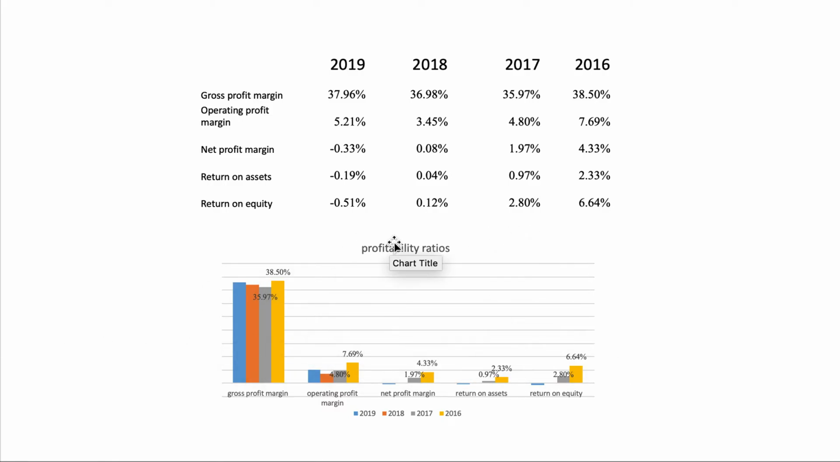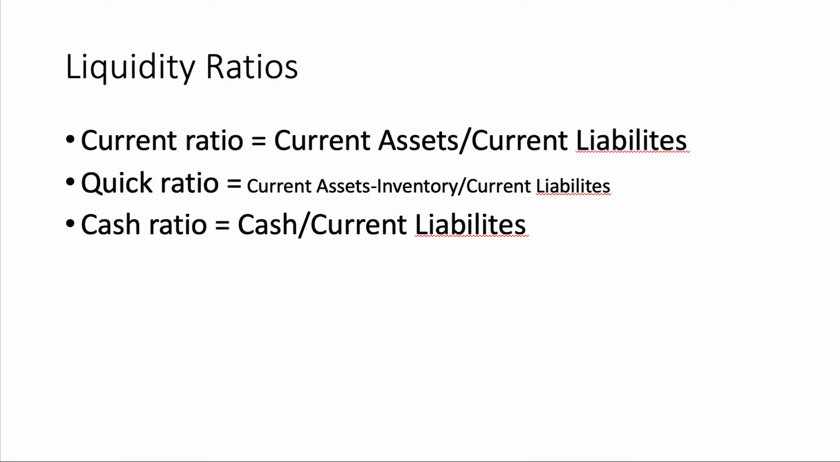And here's the profitability ratios graph, so you can see it even more clearly. Now you can see here in 2019 we had a loss, so it's a little down the line because it's in minus, and the same goes for all the ratios. Moving on, we'll go through the liquidity ratios.